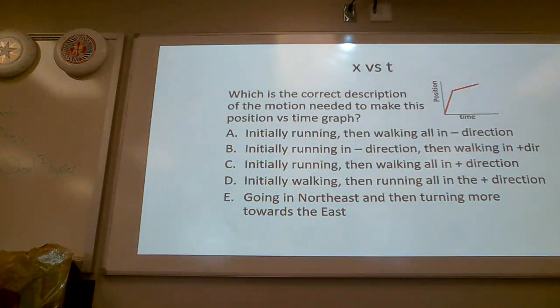All right. So, what on a position versus time graph tells us velocity? What on a position versus time graph tells us velocity? Slope. Okay. So, that tidbit of review. Answer that question.